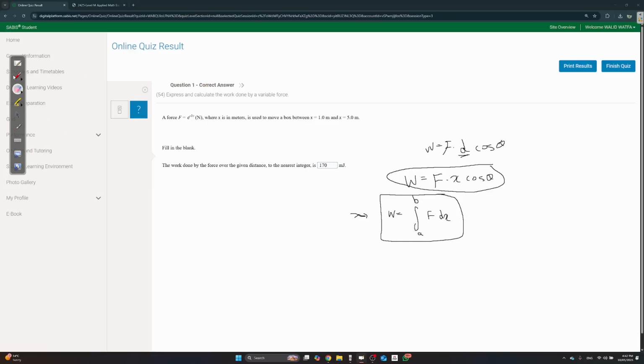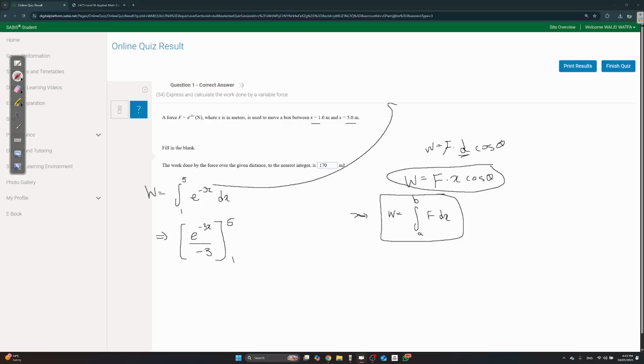Okay, so what does this mean? I'm sure all of you know how to integrate. So the integral from 1 meter to 5 meters, so from 1 to 5 of e to the negative 3x, obviously dx. What's the integral of e to the u? You guys know it's just e to the u divided by u prime, right? So from 1 until 5.